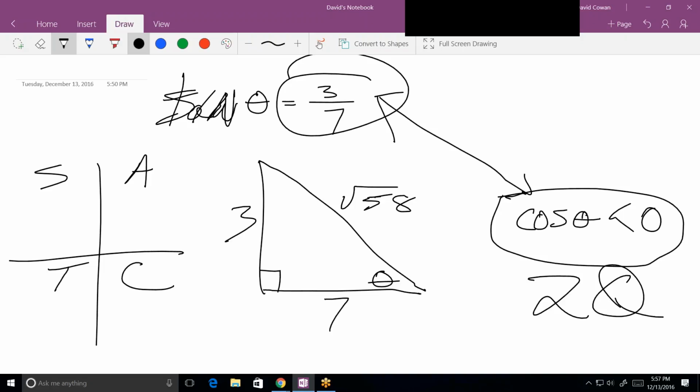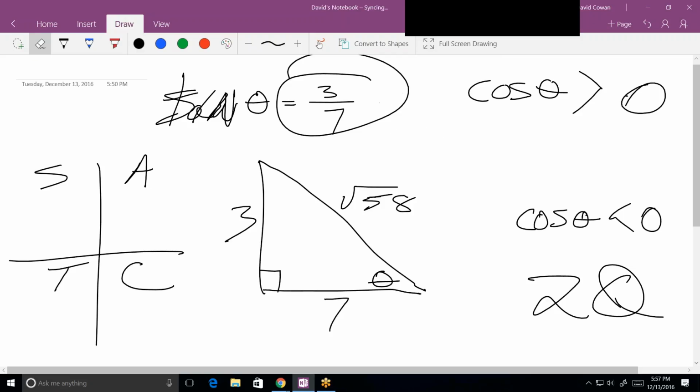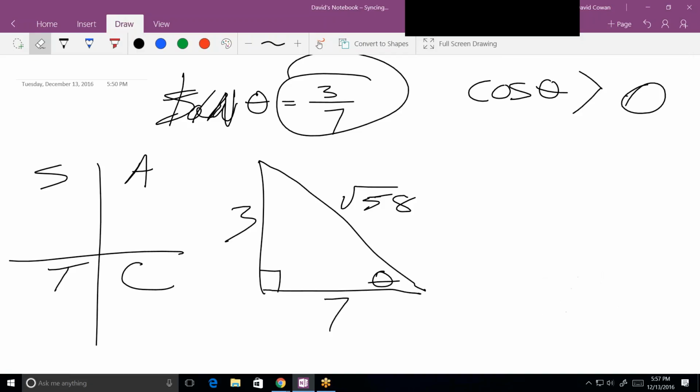Has to be. In other words, whenever they give you two different functions and they tell you which one's positive and which one's negative, it spots it to a given quadrant. What if I said the sine of theta was 3/7 and the cosine of theta was greater than 0? Which quadrant is that? Cosine of theta is greater than 0. That would be in the first quadrant. Yes.